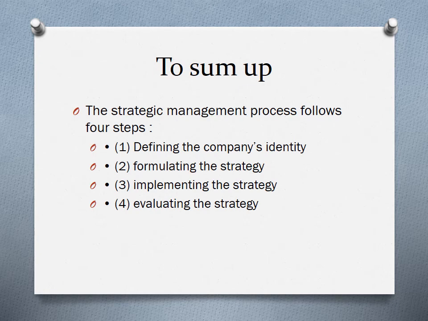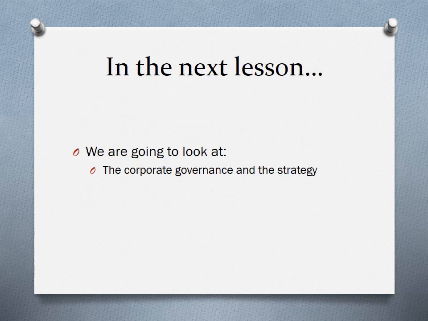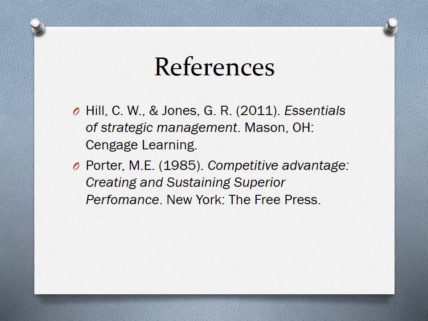Now to sum up, what did we learn in this lesson? We learned about the strategic management process, and we saw that it follows 4 steps, and that is defining the company's identity, formulating the strategy, implementing the strategy, and evaluating the strategy. In the next lesson, we are going to look at the corporate governance and strategy.